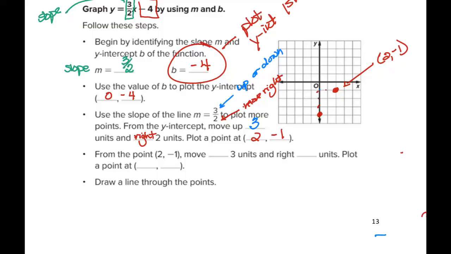And then from that new point, we can use the same slope again because every point on that line will follow that same pattern. So from here, I'm going to go up 3, 1, 2, 3, and to the right 2, 1, 2. So there's your new point. So from that, move up 3 units and right 2 units. Plot the new point. What is that new point? 4, 2. Draw a line through those points. And there is your graph of your equation.